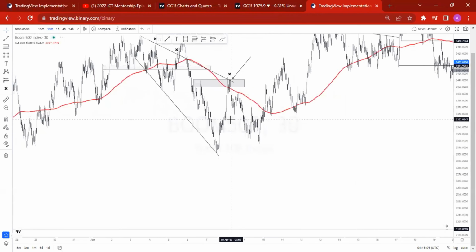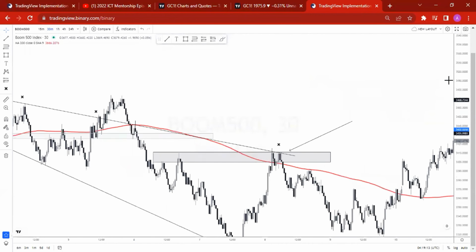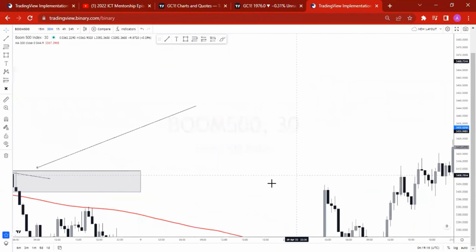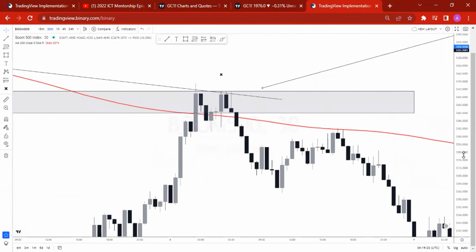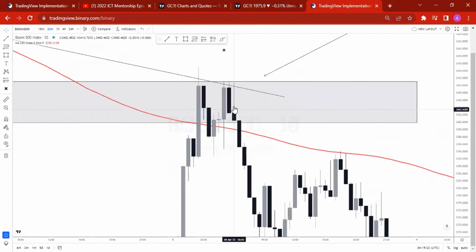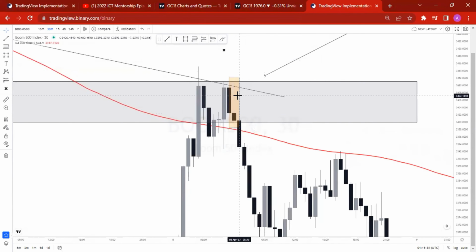All right, so this is it right here. Now on the M30, I've actually seen an entry already. Now this rejection candlestick over here, I want to zoom in real well so you can see it. This black rejection candlestick is actually going to be my entry. This rejection candlestick here is actually my sell entry.